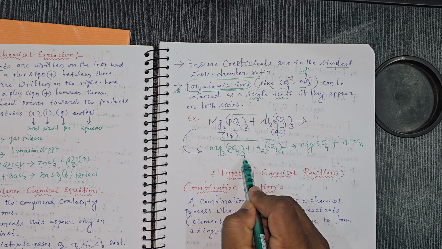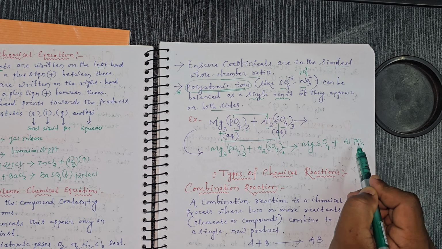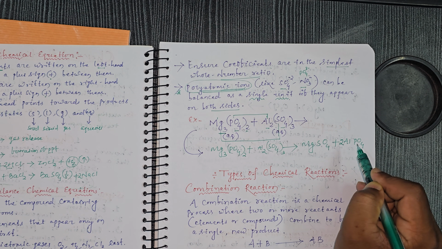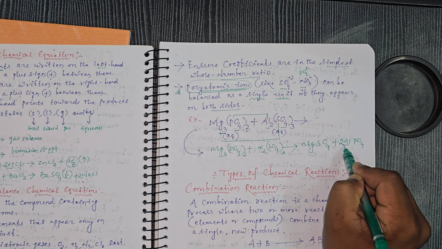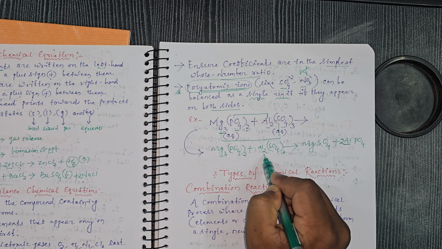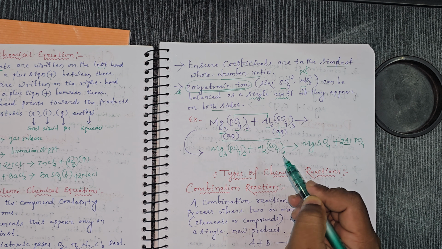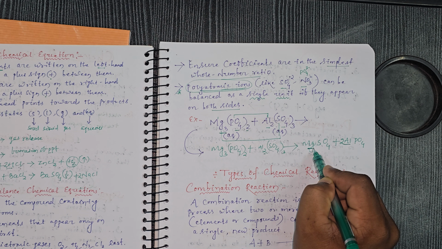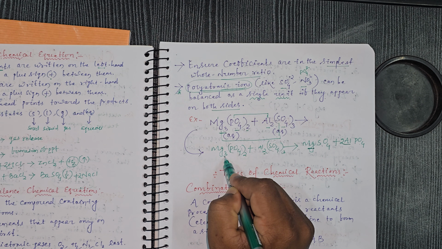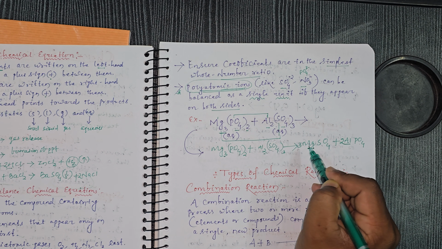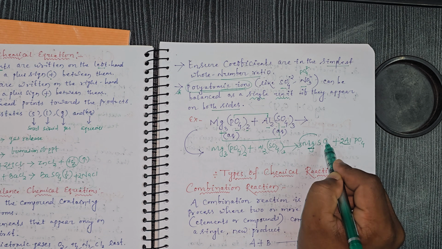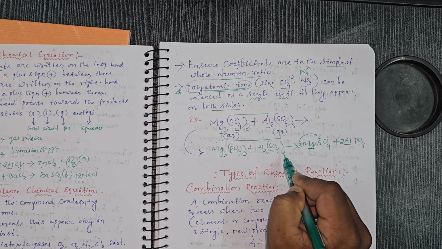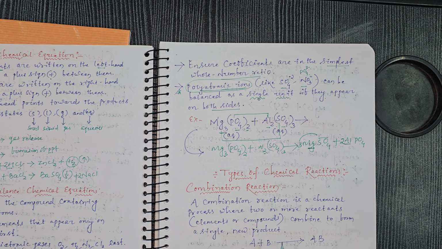So how many PO4 on the reactant side? 2. But on the product side only 1. So I have to multiply the whole product by 2. Ultimately how many aluminum? 2 aluminum. Here also it was already 2 aluminum. No need to worry about it. Now coming to magnesium. How many magnesium on the product side? 1. But on the reactant side 3. So multiply by 3. Ultimately how many sulfate does it become? 3 sulfate. It was already 3 sulfate. So that was the point I wanted to make clear. I hope you like this.